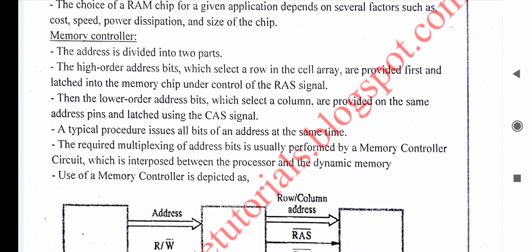A typical processor issues all bits of an address at the same time. Here the required multiplexing of address bits is usually performed by a memory controller circuit, which is interposed between the processor and the dynamic memory. Right? The use of the memory controller looks like this.